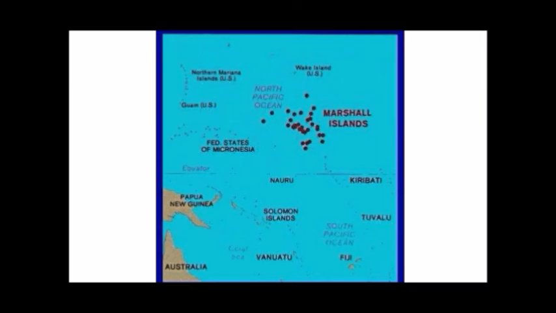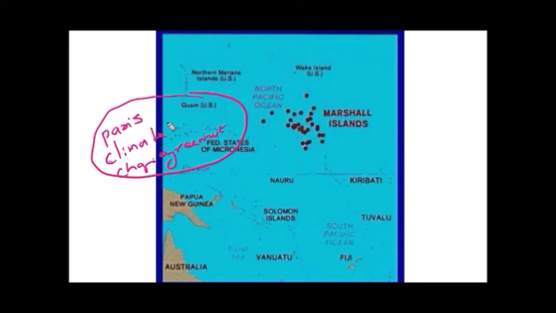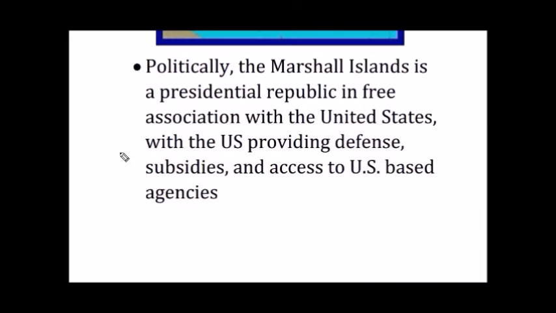That's why these countries are very interested in achieving a legally binding climate change agreement, and these countries played a very active role in the recently concluded Paris climate change agreement. India also signed this agreement recently. Politically, the Marshall Islands was under the control of the US till the 1960s or 70s, and after that it became a presidential republic. Now also it is in free association with the US.